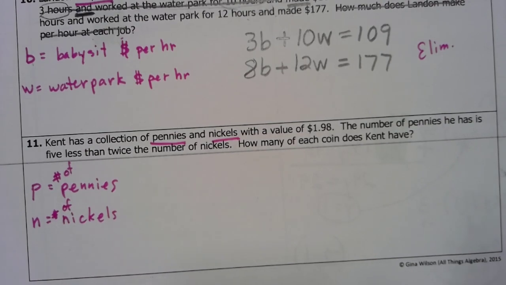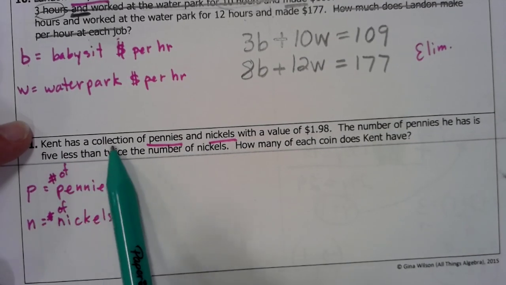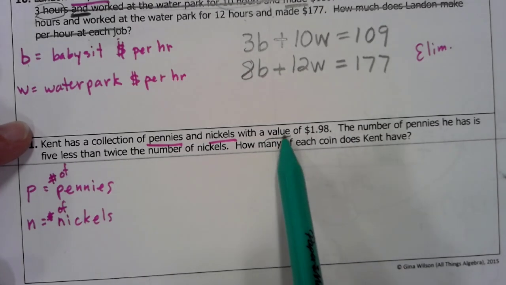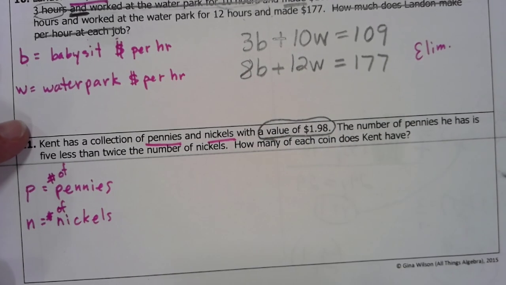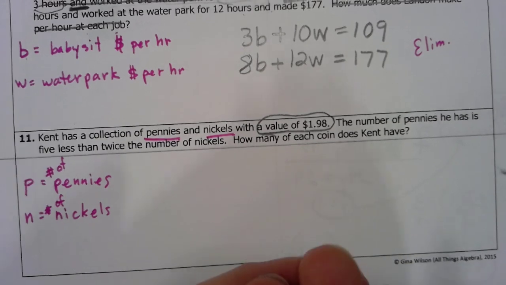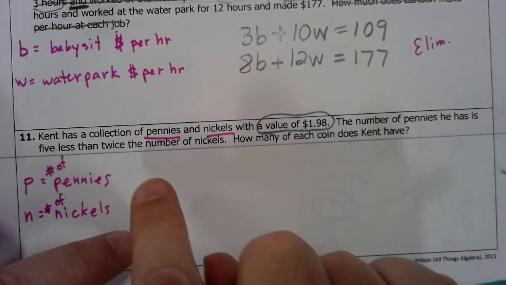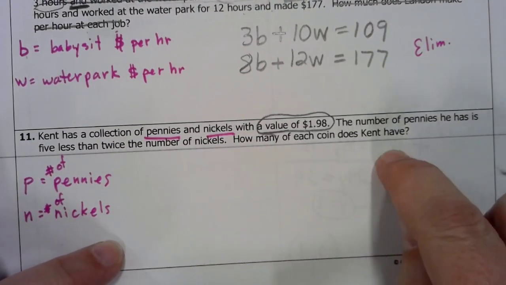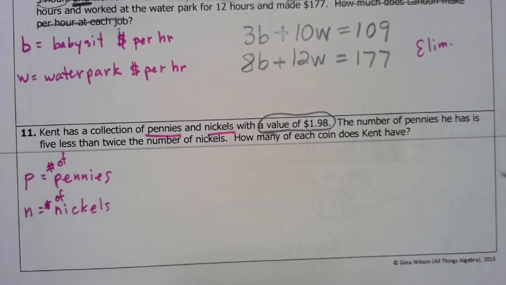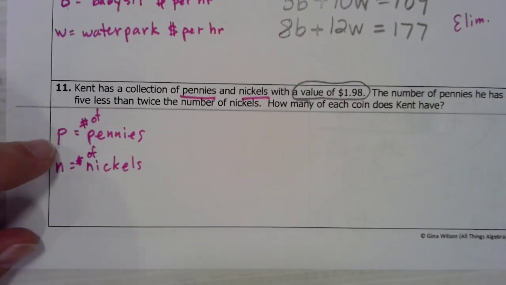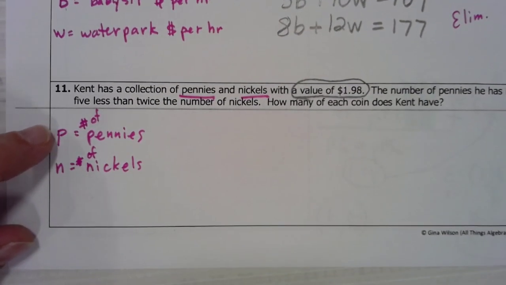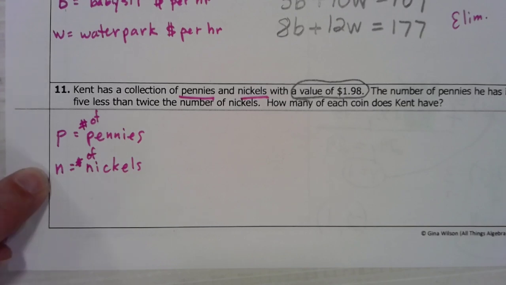Okay, so let's see what it says. He has a collection of pennies and nickels with a value of $1.98. How do you find the value of all the coins that you have in your pocket? You add them together. Okay? Do you go like 10 cents, 20 cents, 30 cents? Do you do that, or do you count how many dimes you have and multiply it? Okay. So each penny is worth how much money? 1 cent. And each nickel is worth 5 cents.